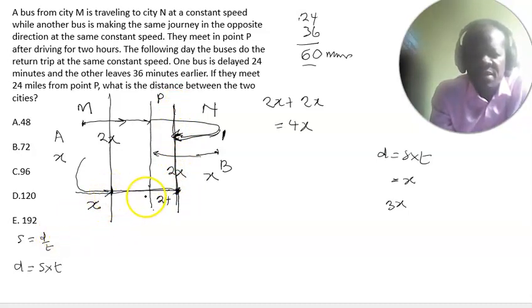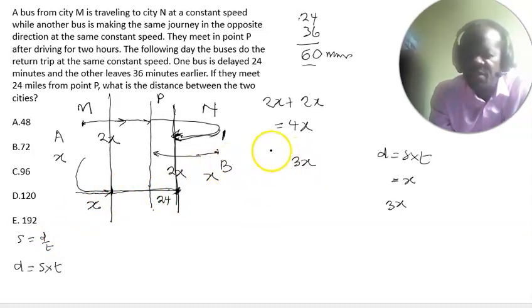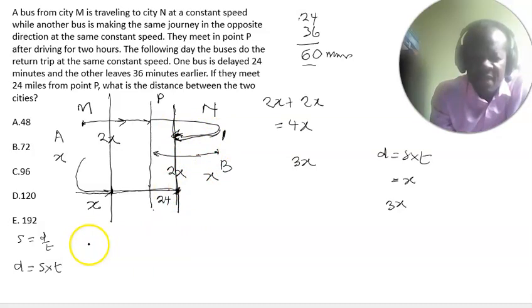So that means the two of them need to cover a distance of 3x miles. So how do we find the time in which the two of them will meet? We use the concept of relative speed. When two objects are traveling in opposite directions, you add their speed. So the time required will be the distance they need to cover, which is 3x, over the sum of their speed, which is 2x. So that will take place at 1.5 hours.